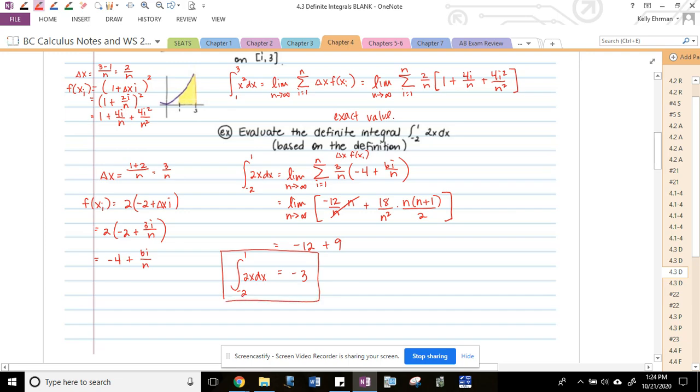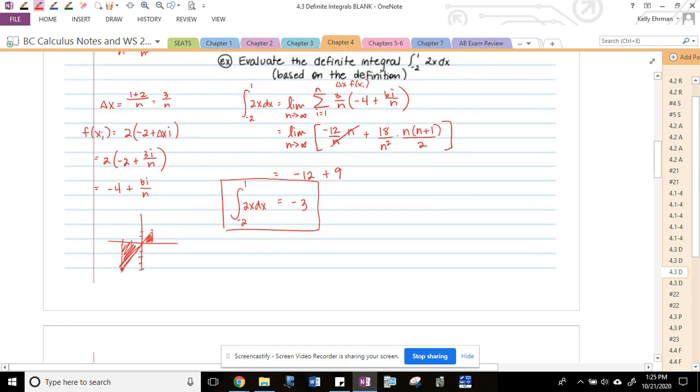Now we got a negative area because if you think about the graph of this function, it's a line, right? At -2, we'd be down at -4. Goes through the origin. And then at 1, you'd be at 2. So this makes sense because the negative area is larger than the positive area. And when we're talking about integration, we're always talking about the area between the curve or the graph and the x-axis. So it makes sense that that net area is -3. Let's make a note here. That is net area.